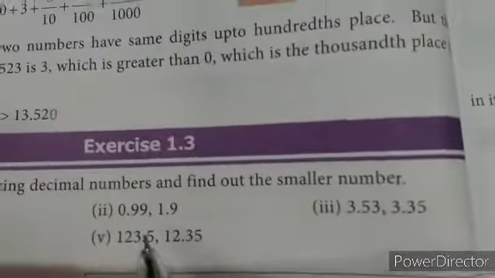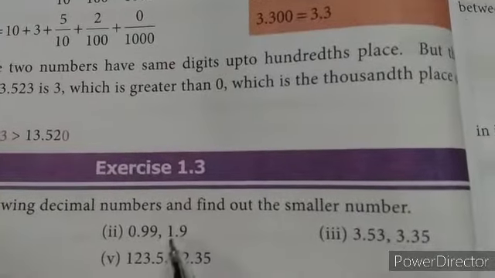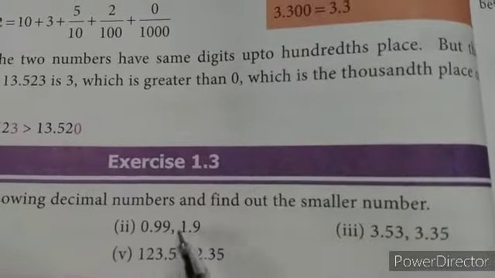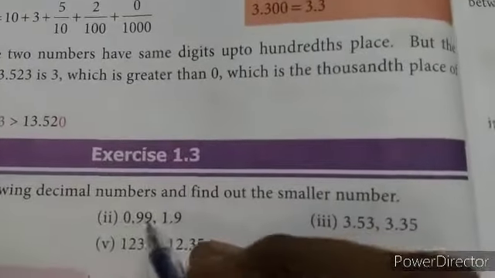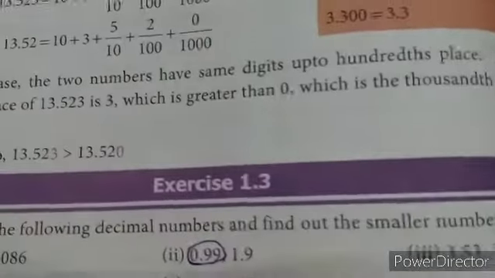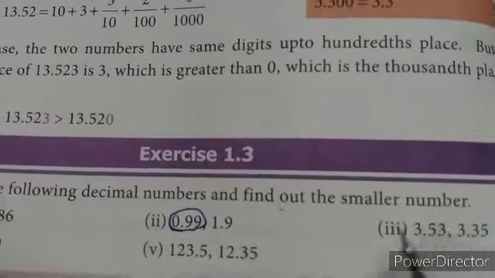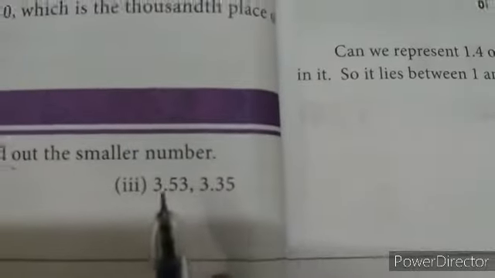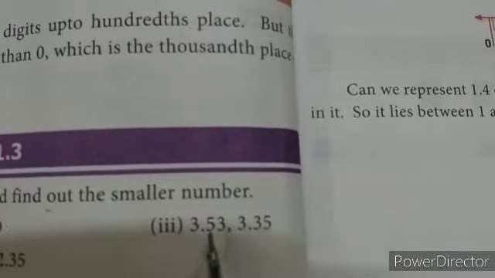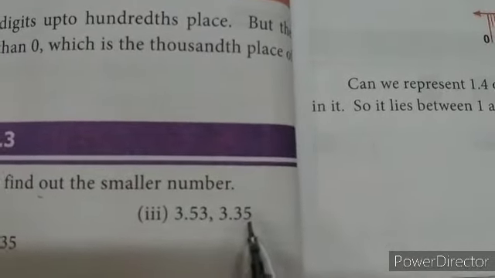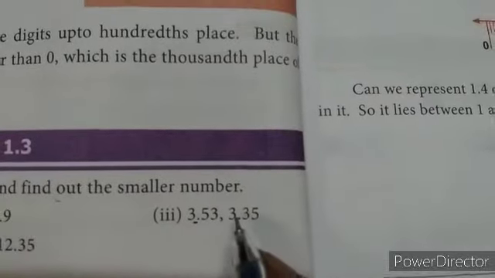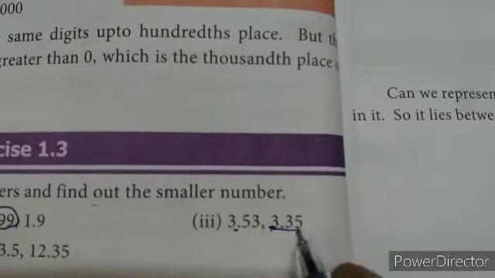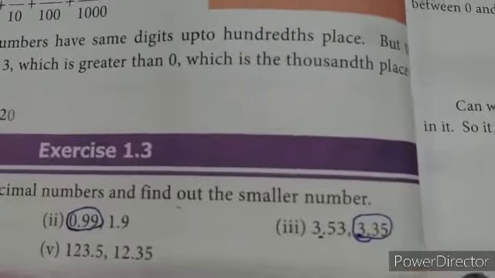So circle the smaller number. Likewise, let's move to subdivision 2. 0.99 and 1.9. Here, compare the whole numbers. 0 is less than 1. So 0.99 is your answer. Find out the smaller number. So 0.99 is smaller than 1.9. Next one, subdivision 3. 3.53 and 3.35. The whole number is the same, and in the 10th place, 3 is less than 5. So 3.35 is the smaller number.